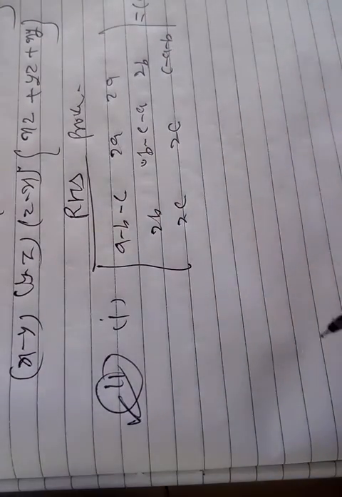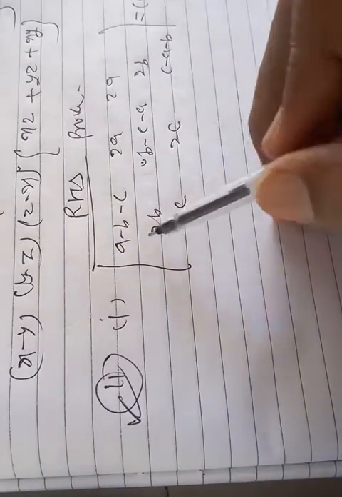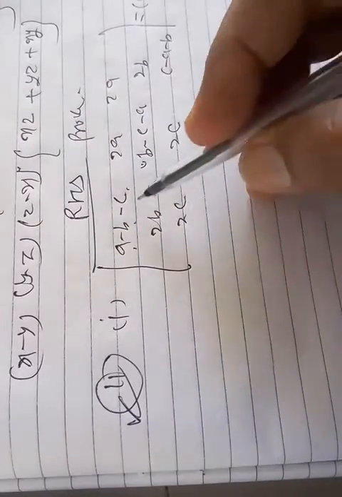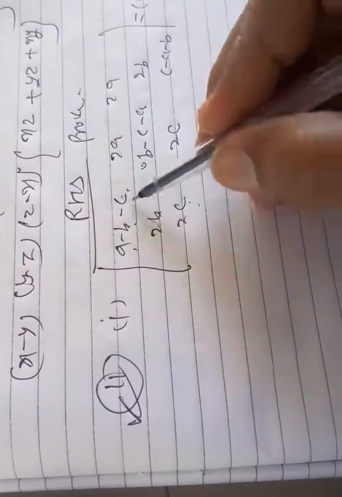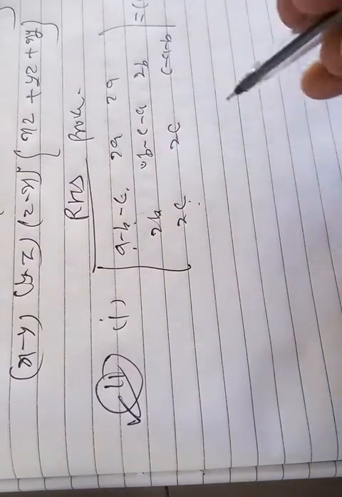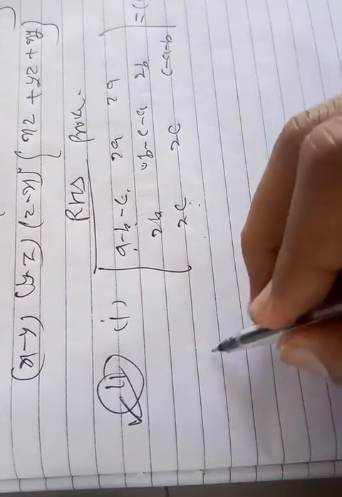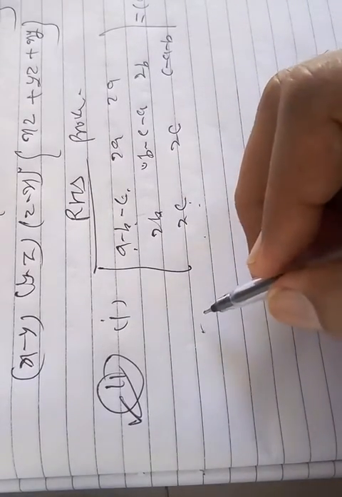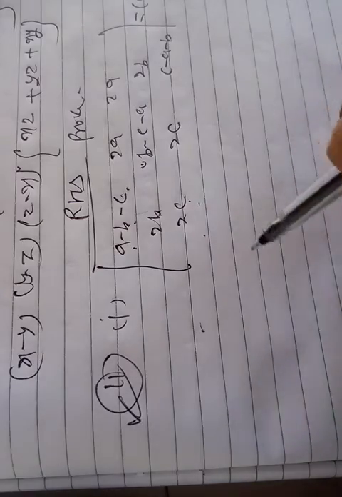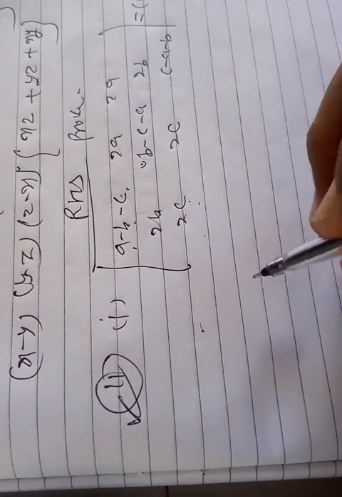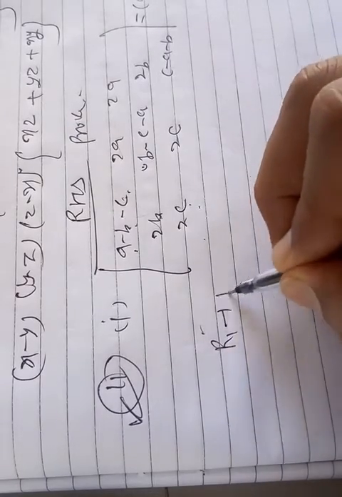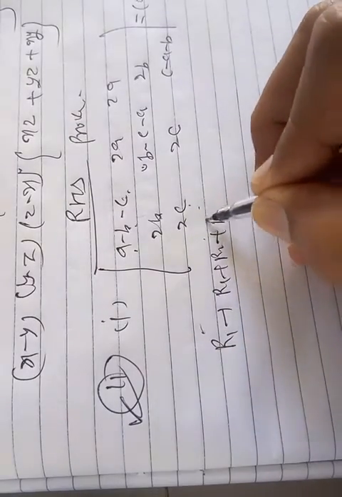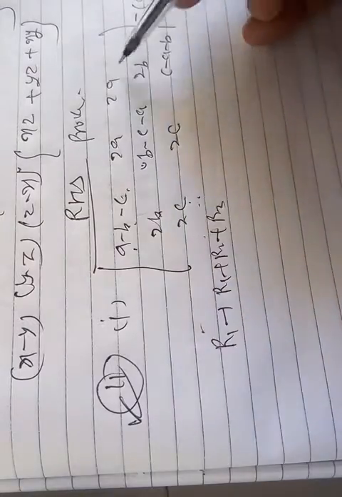For both the first and second part, using the row method, since 2b and 2c are there, we cancel, so a plus b plus c is already common. Okay, use the row method in the first part, and the column method in the second part of the 11th question. So use R1 changes to R1 plus R2 plus R3.